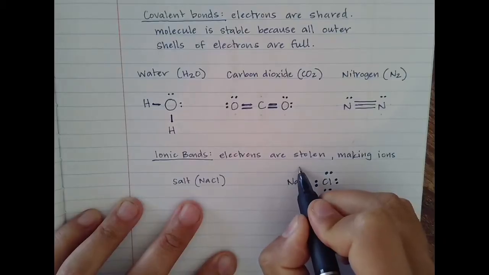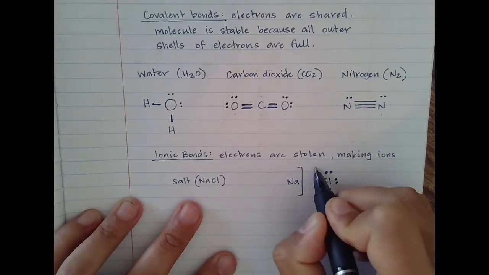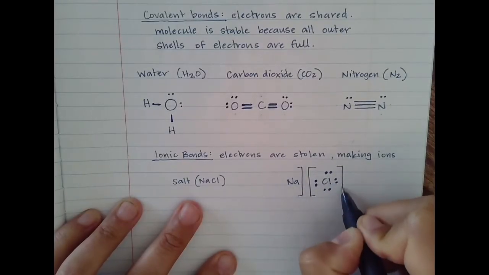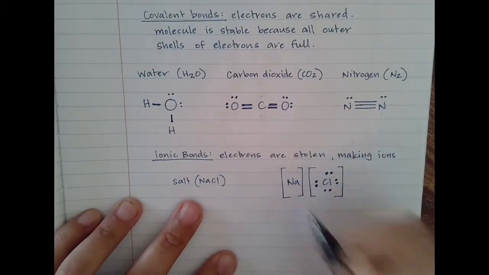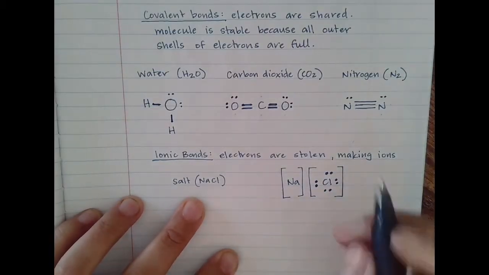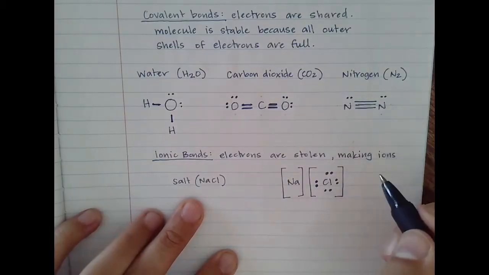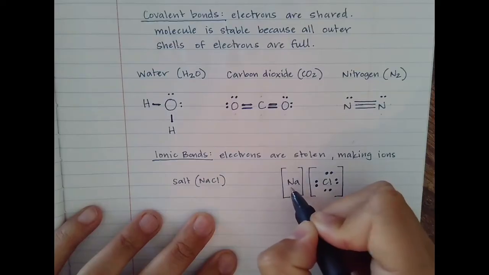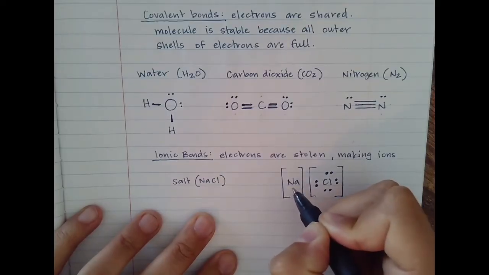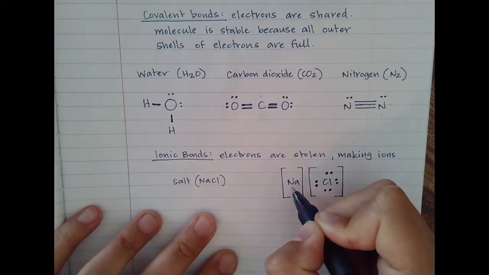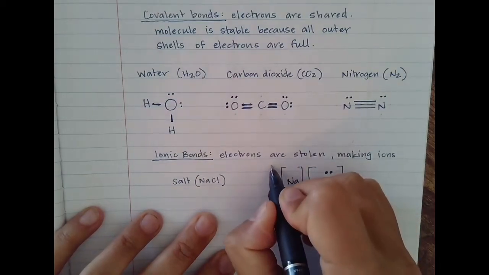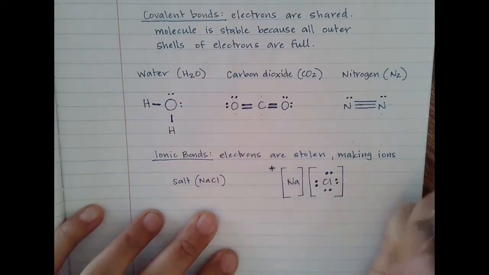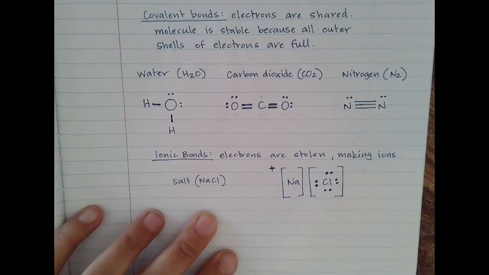So the way that we represent this is we put brackets around our atoms, and then we're going to put the charge that is bonding these together. Na, sodium, lost an electron. If it started out with an even number of protons and electrons, it now lost an electron, meaning it has more protons than electrons, which means it has more positive charges than negative charges. It has a positive charge. It is a positive ion.